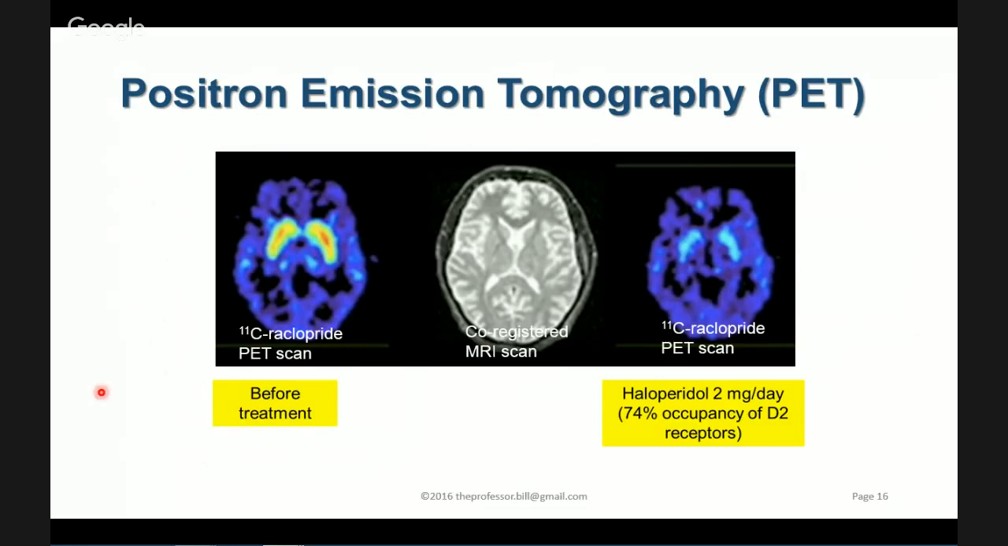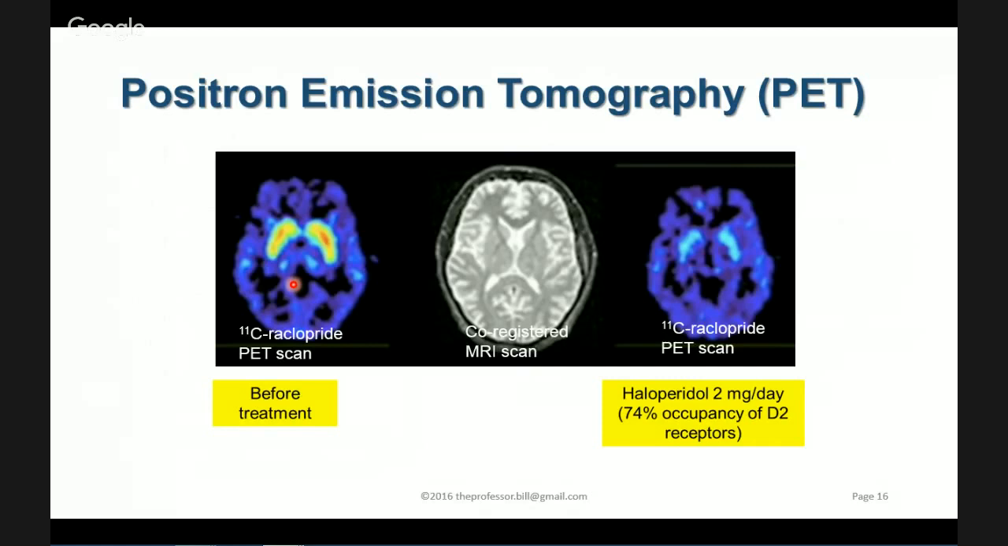Apologies on that. So if we were to use a PET scan where we have a radioactive substance, in this case 11 carbon raclopride, a radioactive substance that gets injected intravenously into your patient, this shows that in an individual who has schizophrenia, certain areas of the brain really light up a lot, which means these are areas where dopamine is being released a lot.